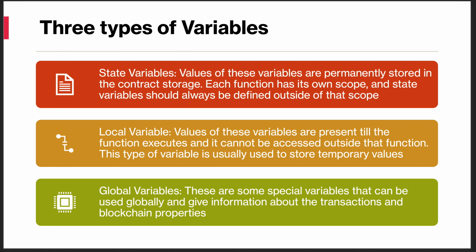The other one is global variables, and these are kind of special. They can be used globally and give information about the transactions and blockchain's properties. Right? So those would be the ones that would go into the master contract. These are things that you would definitely set. State and global variables would definitely go in your master contract. Local variables, some state variables would go into your child contract.